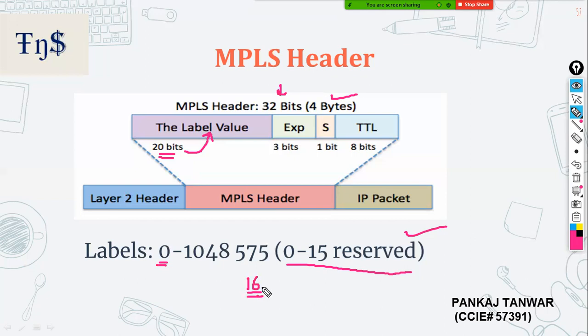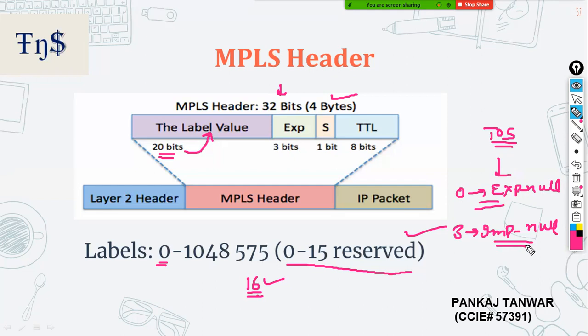For example, if I give you a quick example, label number 0 is called the explicit null, which is used for a type of service, or you can say the quality of service. Label number 3 is called implicit null. We will see in our next lesson what exactly this implicit null label is. So the first 20 bits are used for the label values.